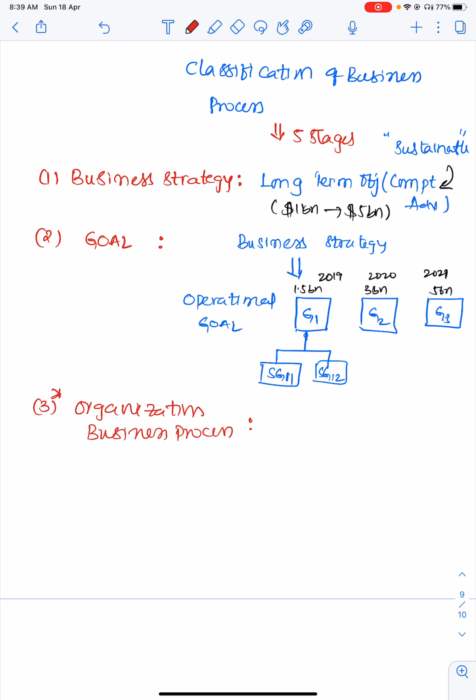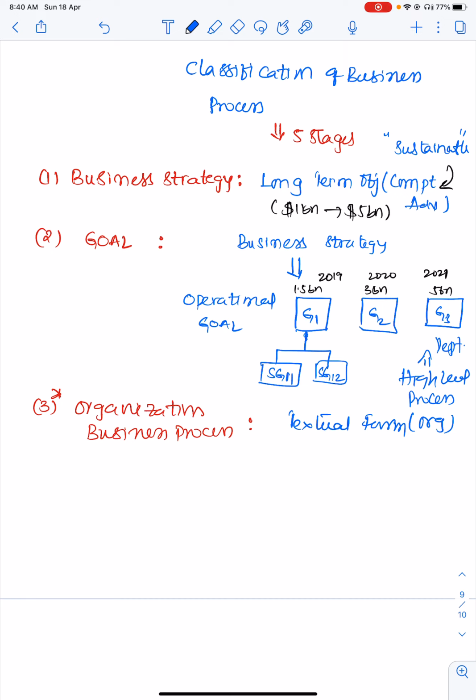Organizational business process. So what do you mean by organizational business process? It is a textual form of representing an organization. Or I can call it high level processes, or simply departments. Textual form, what do you mean by textual form? It is not the actual form. It is only a textual form.